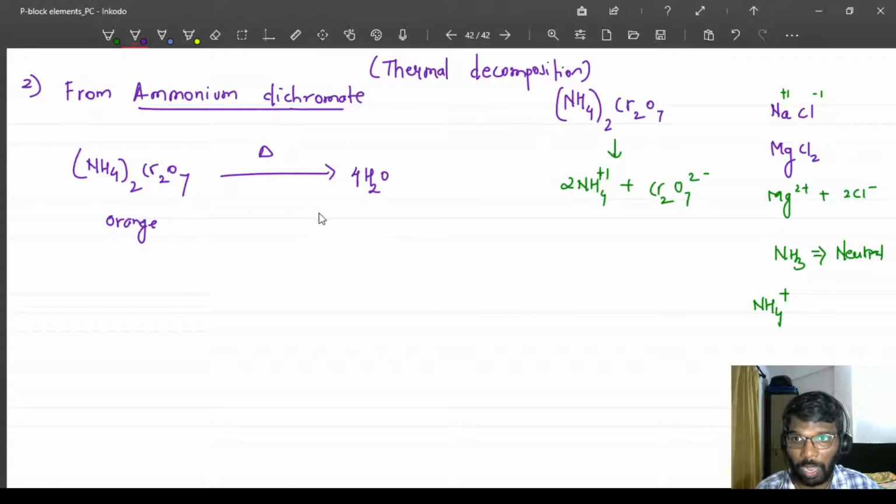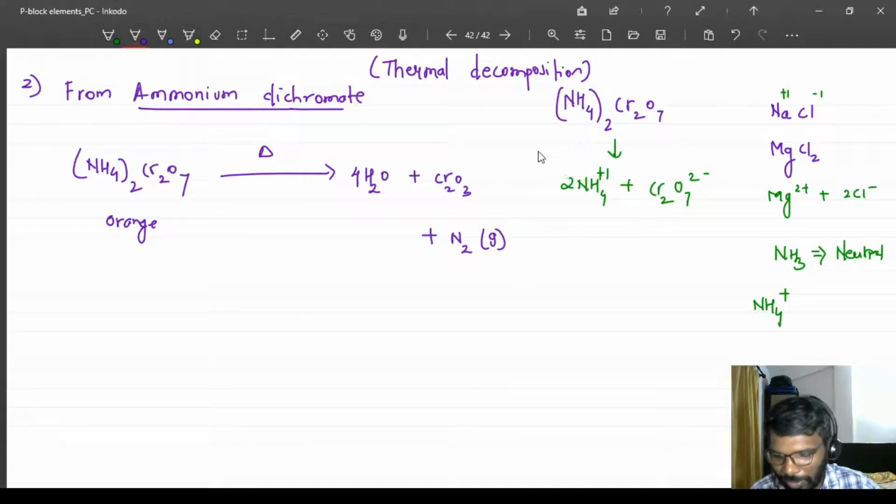So how many oxygens are remaining? Still 3 oxygens are remaining, right? So it is Cr2O3 plus nitrogen. 2 nitrogens are remaining, and that is how N2 could be created. This is a gas, right? This is solid, and this is in liquid state.